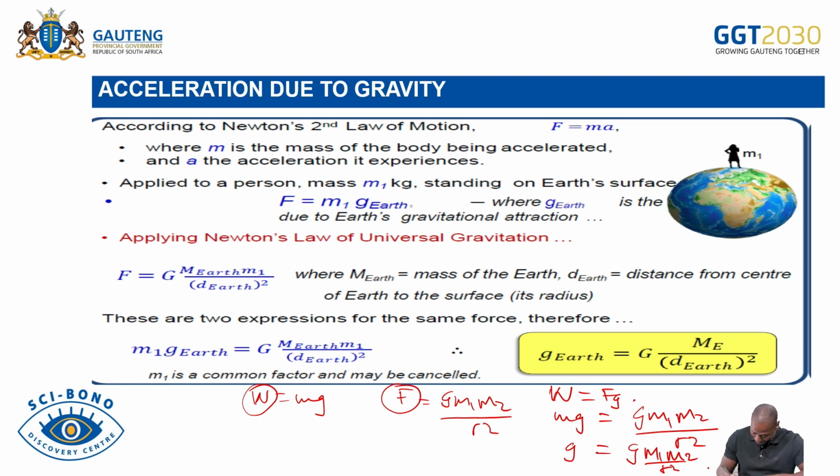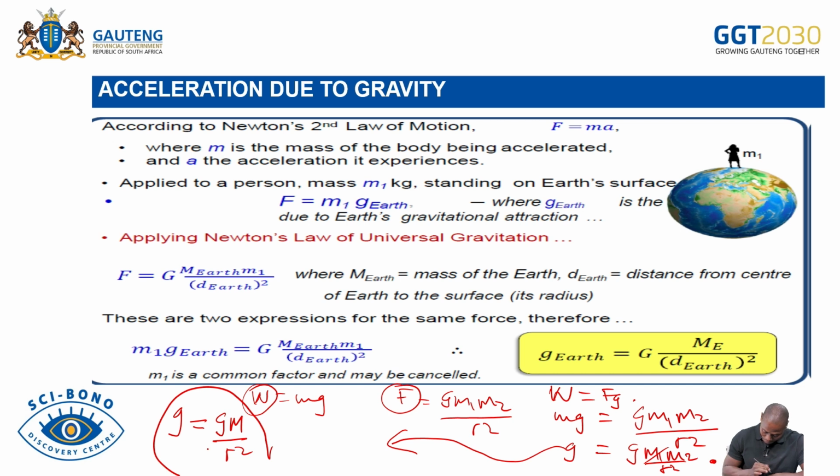When I divide by m, this is the same as 1 over m. All right? So this and this cancel. Then at the end, what are you going to have? You're going to have g equals G m over r squared. Okay? So that g equals G m over r squared. Please be careful, learners here. This is acceleration due to gravity.